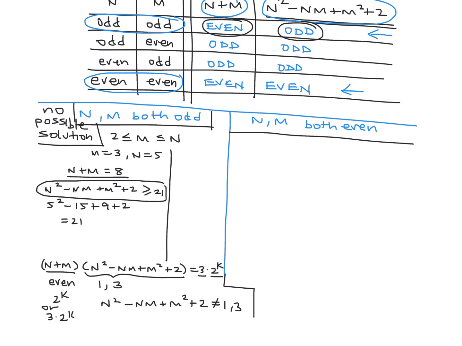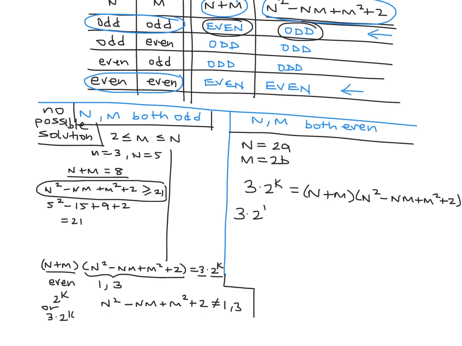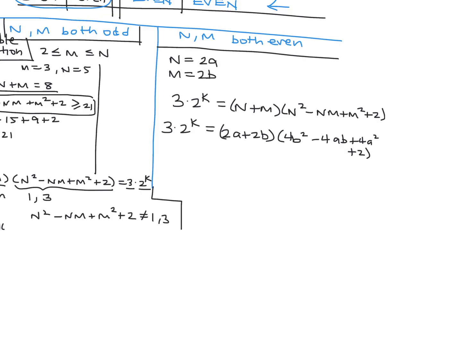This time we're saying that they're both even. So if they're both even, let's just call them 2a and 2b, right? That's what even means. And then we go right back to that 2 to the power of k, and then that whole big long nm times n squared minus nm plus m squared plus 2. 2a plus 2b, and then 4b squared. I'm substituting now. 4ab plus 4a squared plus 2. And then let's see here. I can expand this a little bit.